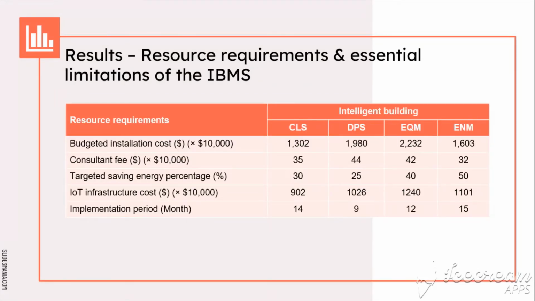The next highlighted result is the resource requirement and essential limitation of the IBMS. For intelligent building, the resource requirements include budget installation cost, consultation fee, target energy saving percentage, IoT infrastructure cost, and implementation period. Here, it shows that EQM has the highest cost, which in total is 3,515 times 10,000. Compared to DPS, which is actually the first priority in intelligent building.